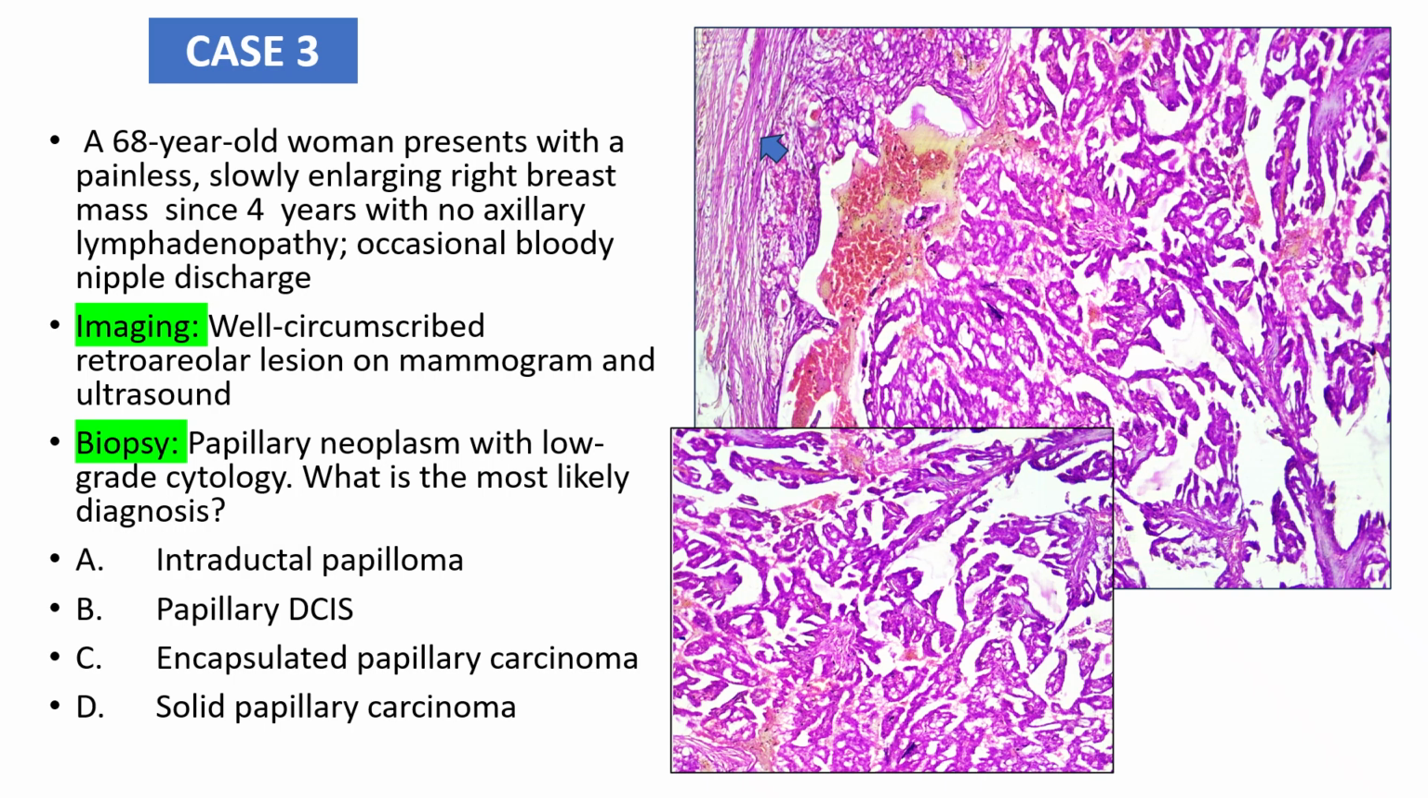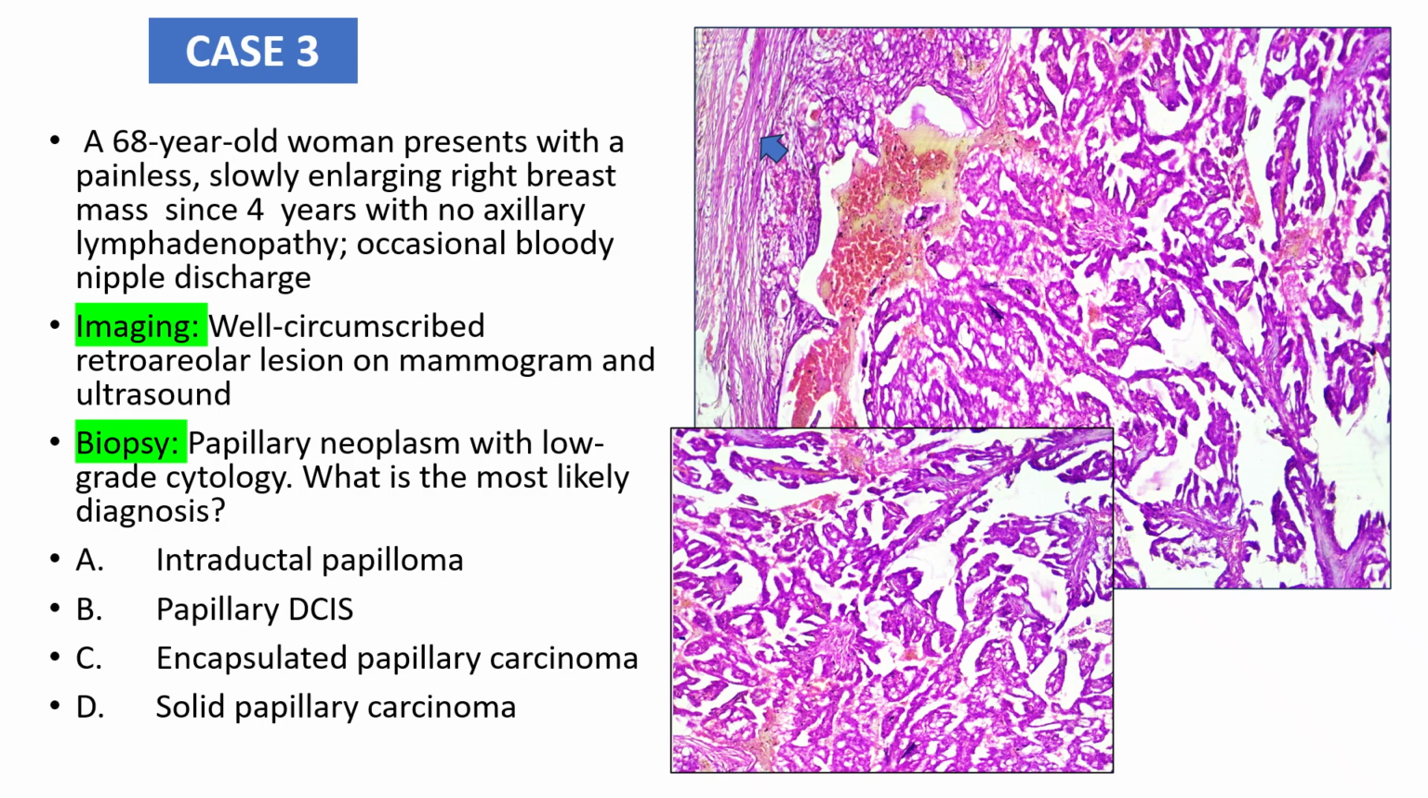Coming to the history, it is an elderly woman, slow-growing mass, no axillary lymphadenopathy, giving a clue that malignancy can be excluded a little, and occasional bloody nipple discharge. In the imaging also, it is a well circumscribed lesion, and in biopsy it is a papillary neoplasm with low grade cytology. So now again the three-point rule which we have dealt with: invasion, capsule and myoepithelial cells. Based on that, we will exclude one by one.